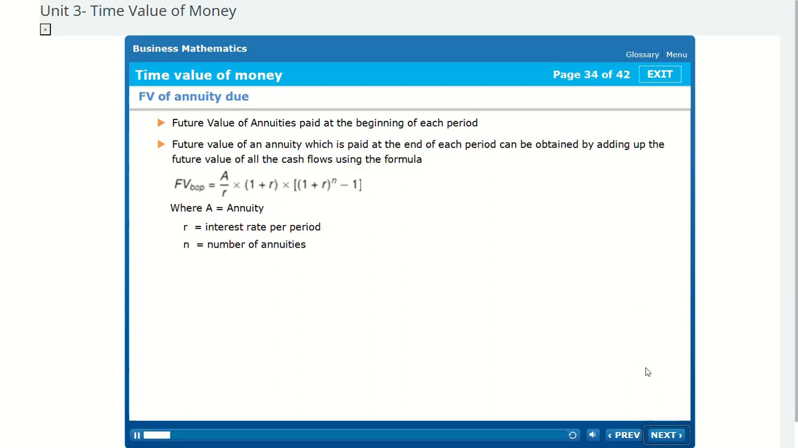FV of annuity due. Future value of annuities paid at the beginning of each period. Future value of an annuity which is paid at the end of each period can be obtained by adding up the future value of all the cash flows using the formula, where A equals annuity, R equals interest rate per period, N equals number of annuities.